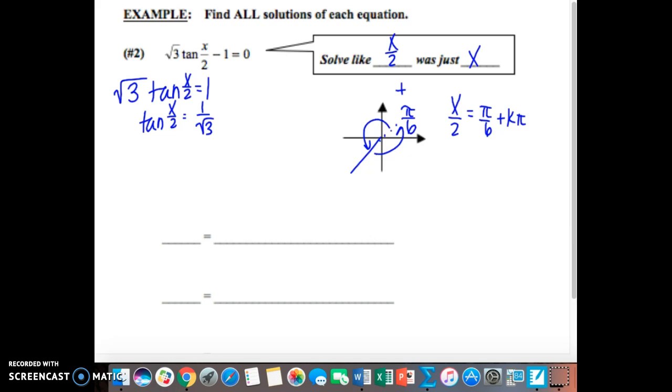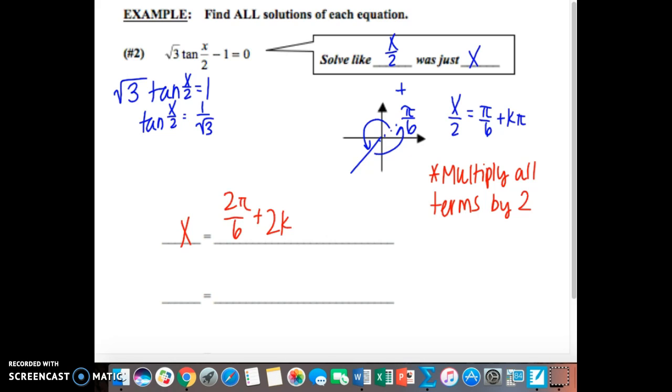So right now we have x over 2 equals pi over 6 plus k pi. And instead of dividing by 3 like we did in the previous example, we are just going to multiply everything by 2. And that will get rid of the denominator. So now we have x equals 2 pi over 6 plus 2k pi. And just reducing, our final solution is x equals pi over 3 plus 2k pi.